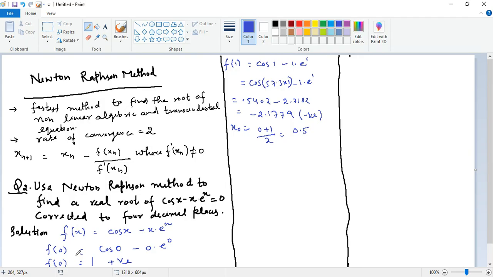Right? Now we have to find out f dash x also, because we will use this term in our formula. So f dash x is nothing but the derivative of this function f of x. So cos x, if we differentiate cos x, we get minus sin x.